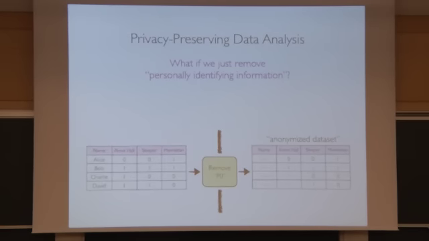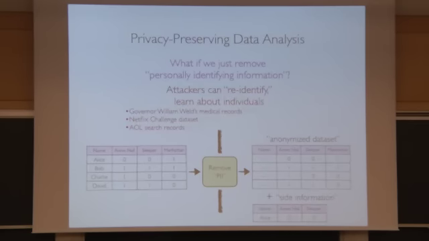So the first thing you might try to do is just take the data set and strip off obvious information that identifies individuals. So here's my database of which Woody Allen movies everyone has watched, and maybe I just take the names off of it. And I get some sort of anonymized data set. And I can still do statistics on this data set, but I can't obviously tell anything about a specific person.